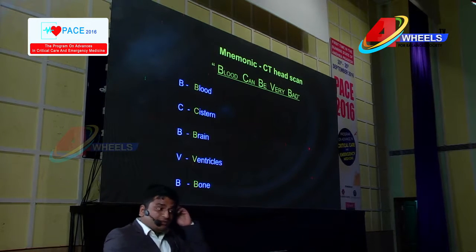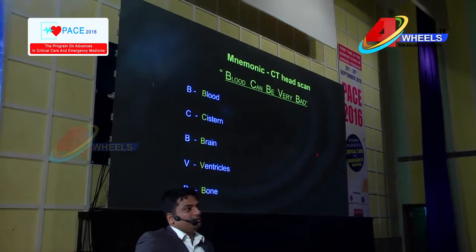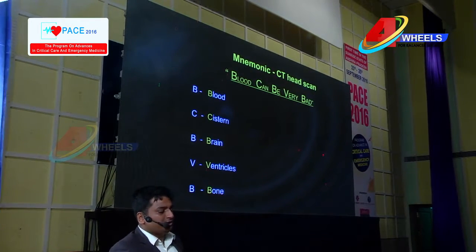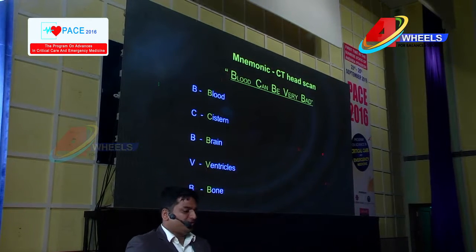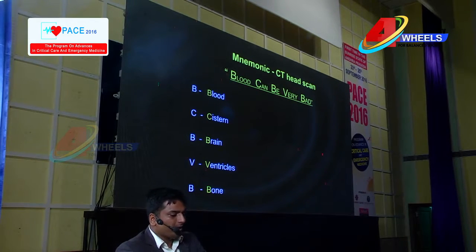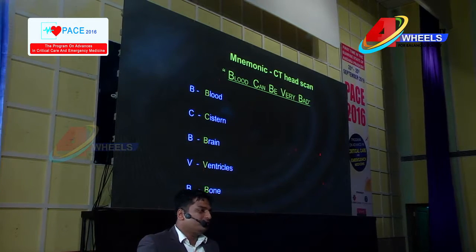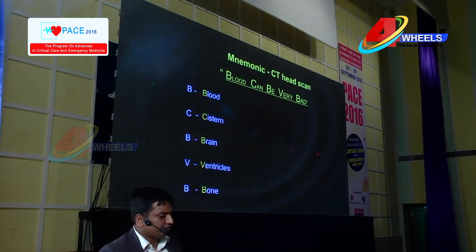So at the end, after looking at all these anatomical structures and various lesions, you need to have your own mnemonic. The mnemonic can be as simple as that: blood can be very bad. So first look at blood, whether there is any EDH, SDH, what it is causing, whether there is midline shift, mass effect or cerebral edema.